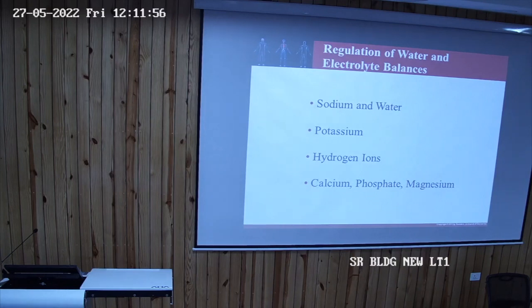But how much time does it take? It takes 2 to 3 days for its correction. Clear? So this is corrected within 2-3 days. All these ions are regulated, but it takes time. But its regulation is most important. Okay?